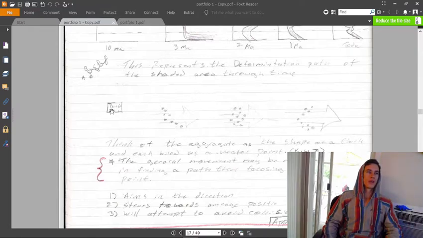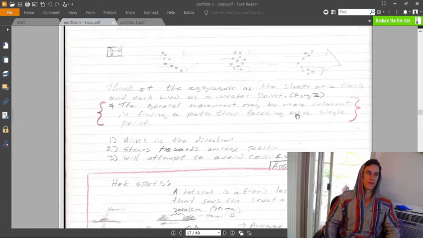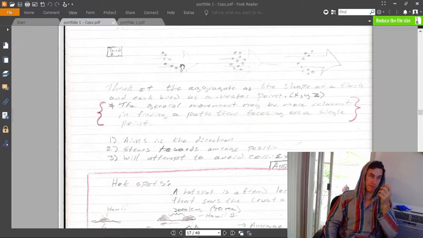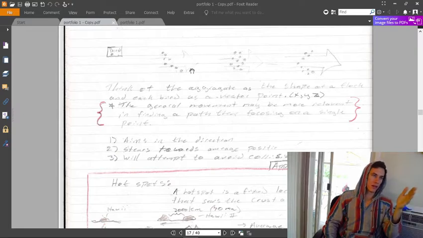So this is analogous to a flock of birds. They start like this, and then as they fly, they all change position, and then they end up in a reverse V formation. The aggregate is the shape of a flock, and each bird is a vector point. So the aggregate would be the total shape, and each bird is just a point in space which is shifting.